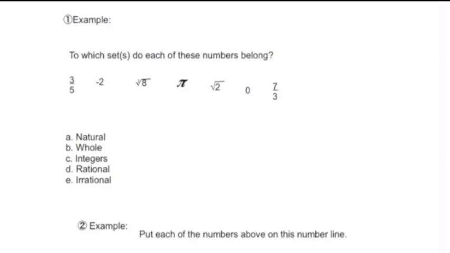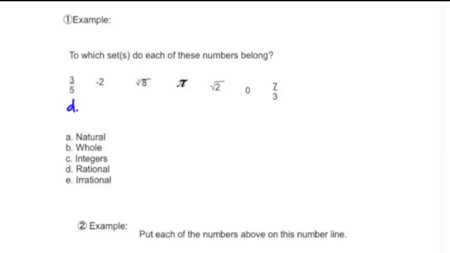So let's think about 3/5. We'll look through the number sets. Is it a natural number? 1, 2, 3? No. Is it a whole number, that includes also 0? No. It's not an integer, but it is a rational number. So I'm going to say this one goes in D for rational number.